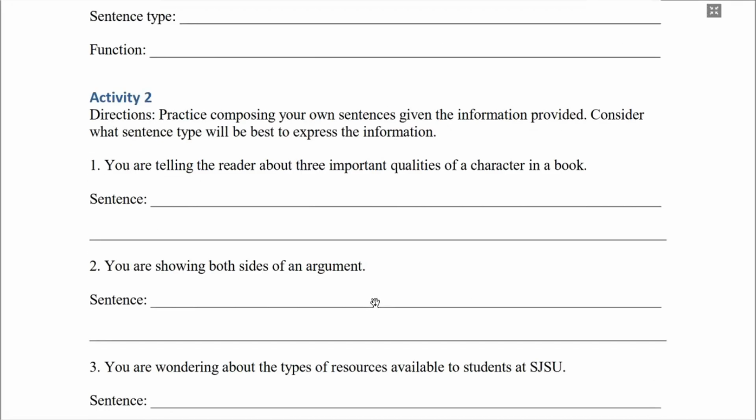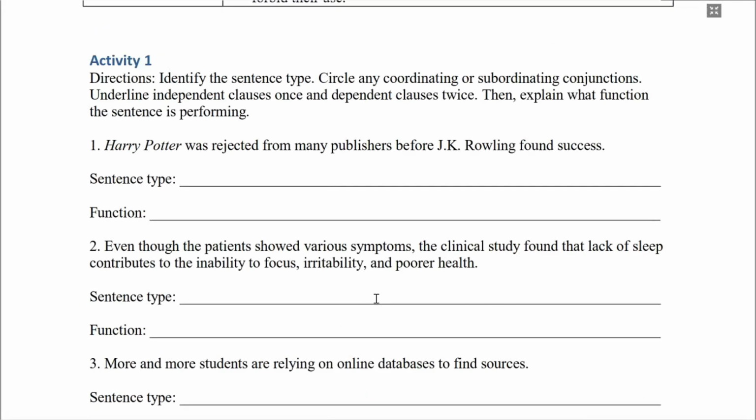So we have finally come to the end of our lesson on types of sentences. I am sure you got value from this.